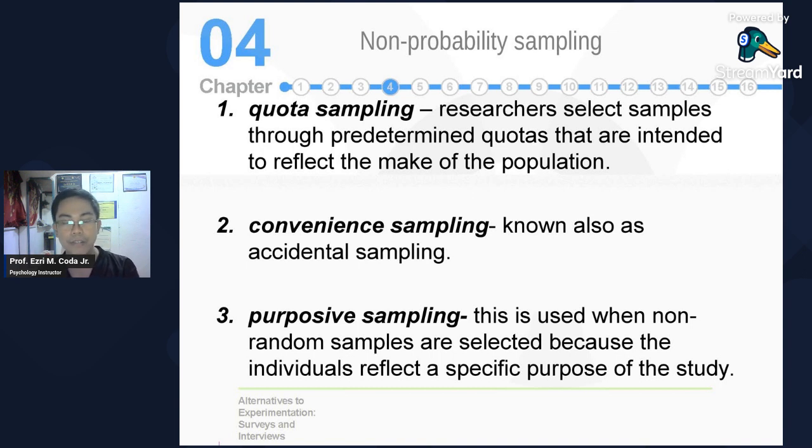While purposive sampling, on the other hand, is used when non-random samples are selected because the individuals reflect a specific purpose of the study. For example, you have a set of qualification characteristics that you want to study. For example, you want to know the level of emotional quotient of the top performing students in your class. So of course, you will select those top performing students of your class for the purpose of your study. That is how purposive sampling works.